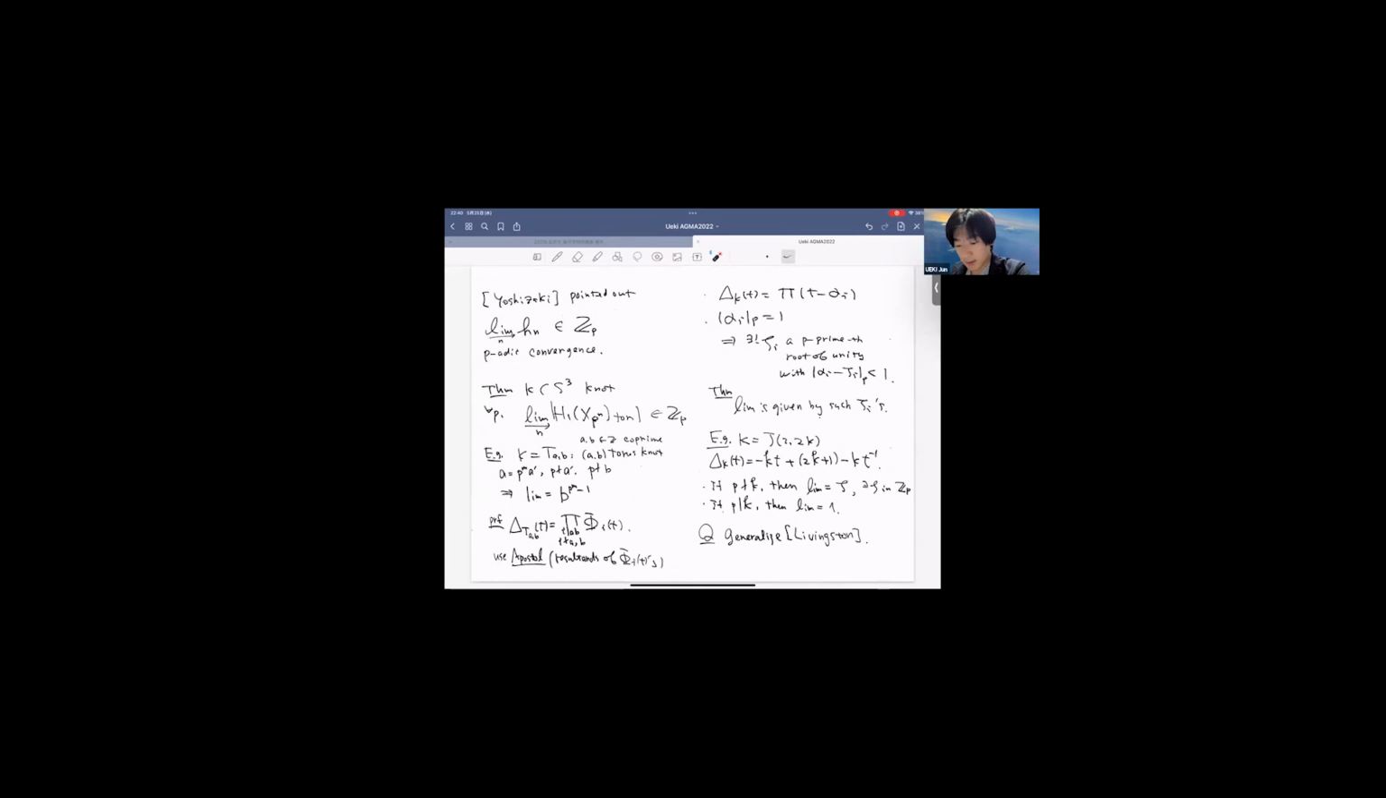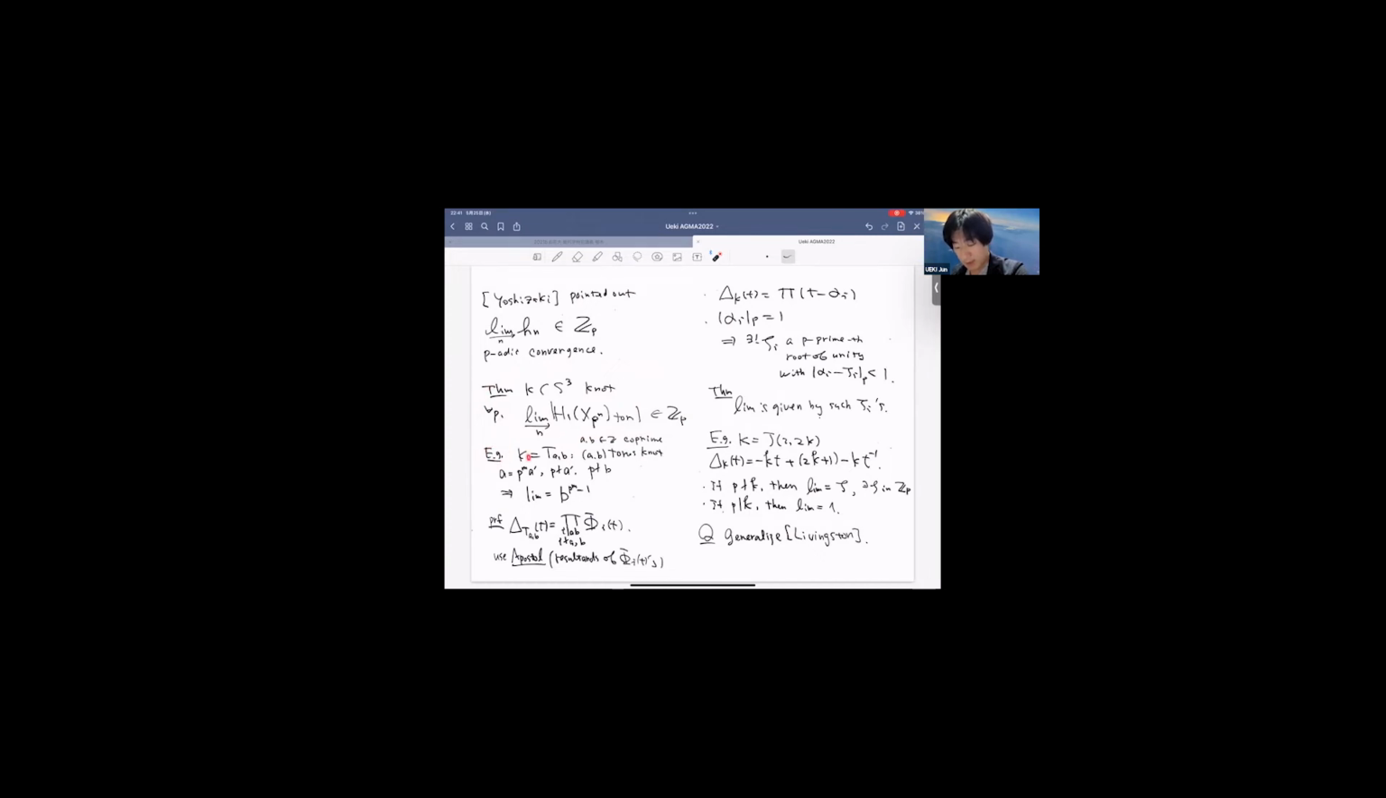In the number theory side, very recently, Yoshizaki-san pointed out that the ideal class number converges in the p-adic integer ring. And in the knot theory side, Yoshizaki-san and I recently proved that for a knot K and any fixed prime number p, this value converges in the p-adic integers.